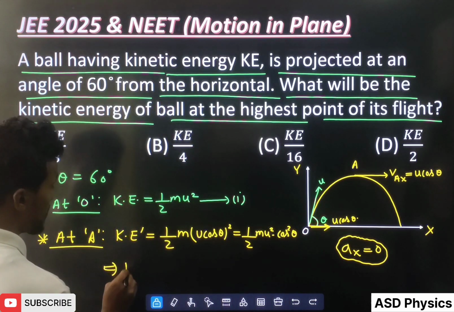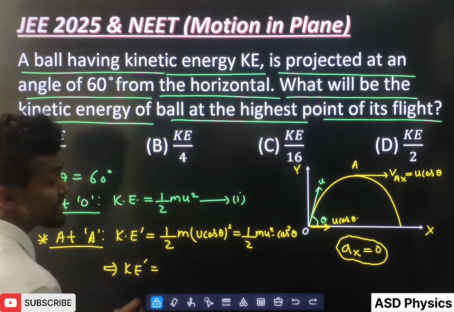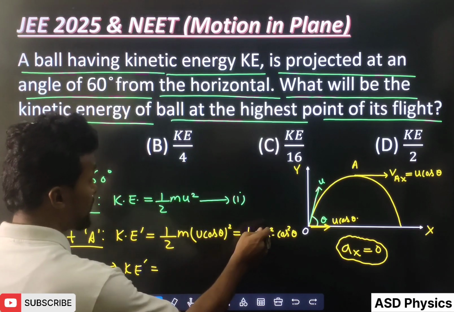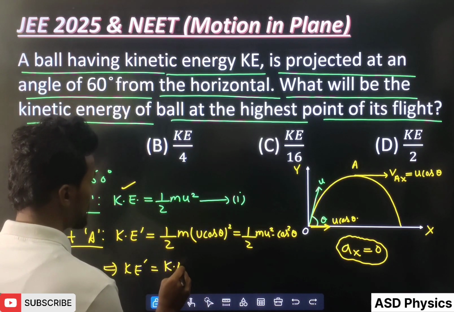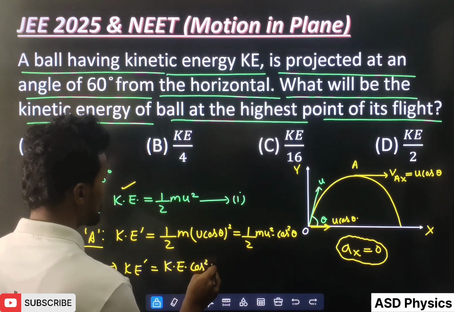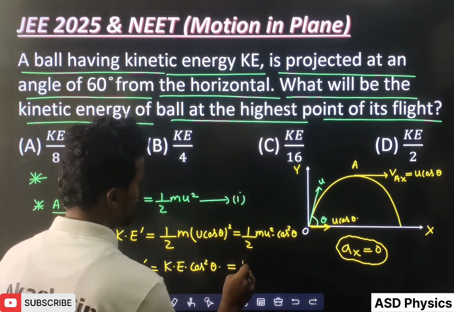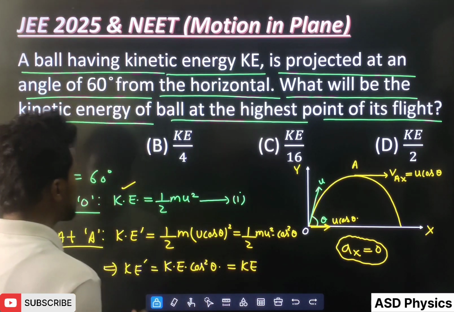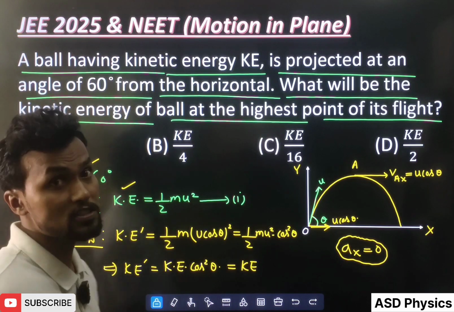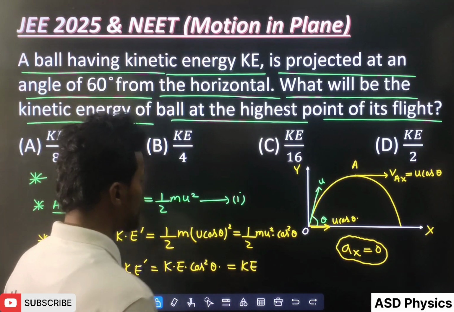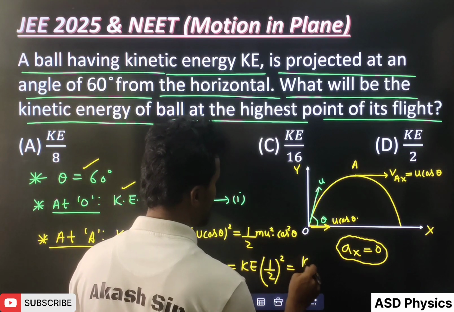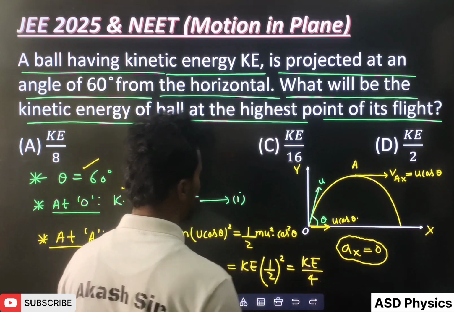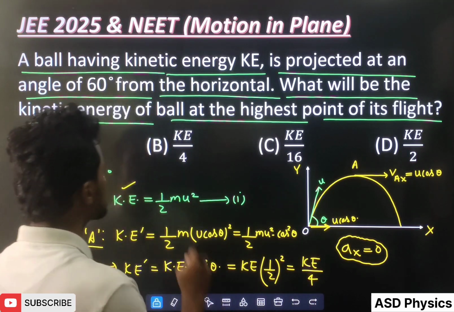Now we can write KE dash is equal to half m u square, which you can see from equation 1 is KE, into cos square theta. Now I can write KE. The theta value given is 60, and cos 60 is 1 by 2. So 1 by 2 squared becomes KE by 4. Now KE by 4, which option is that?